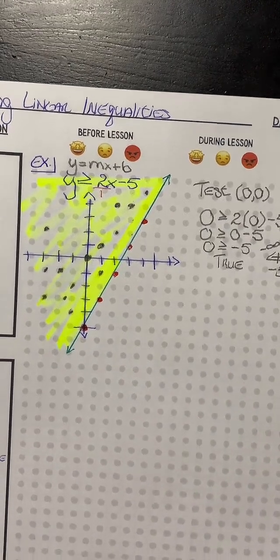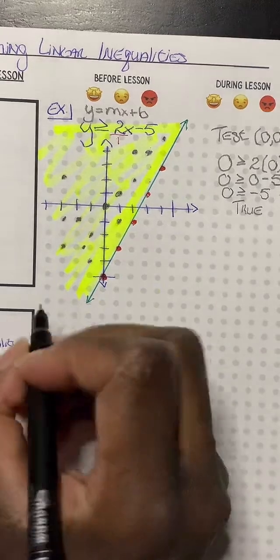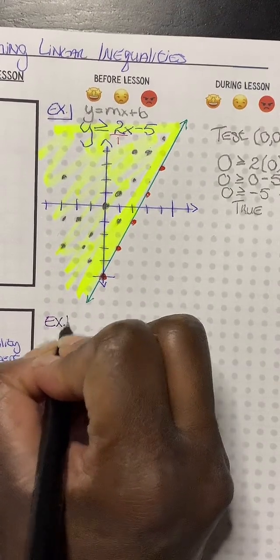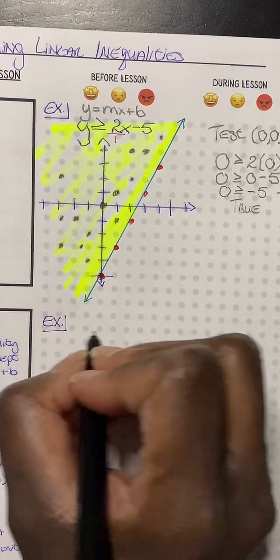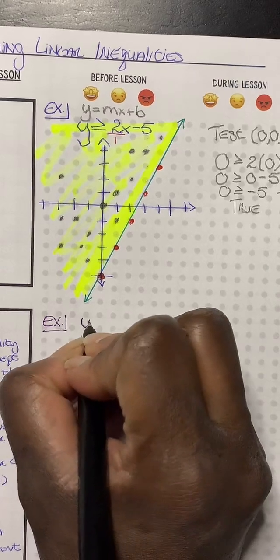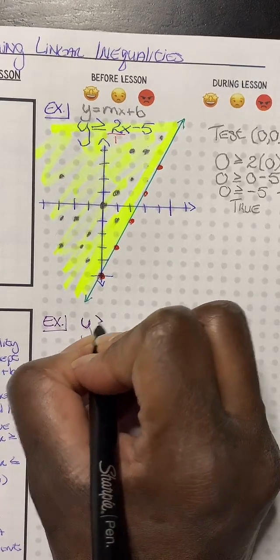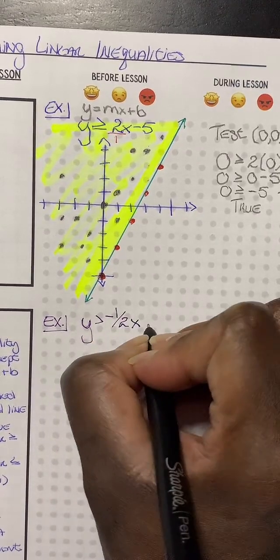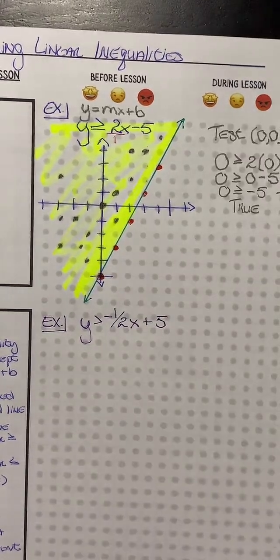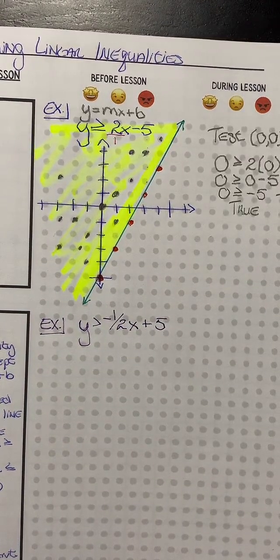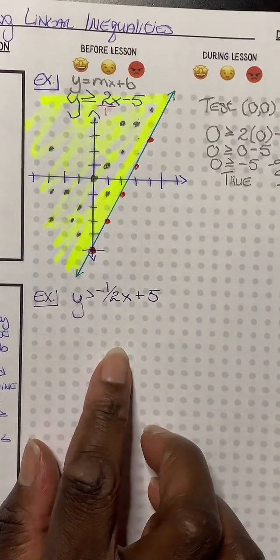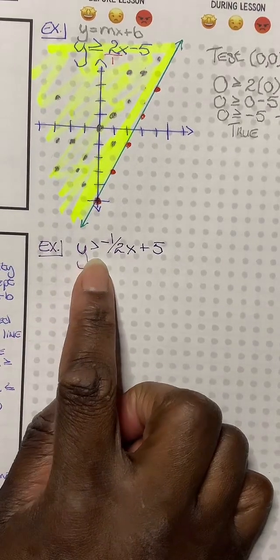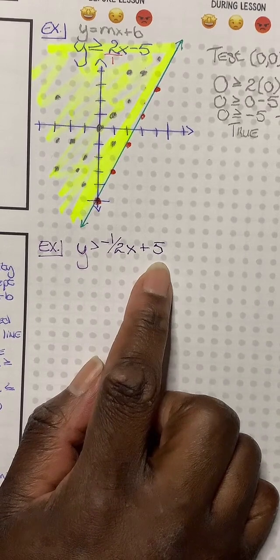Let's do this one. Okay. Let me see if I can get this in here. All right, so we have y. Looks like I gotta get myself new Sharpie pens. 2x plus 5. Okay. All right. Here we go. So we got y is greater than -1/2 x plus 5.